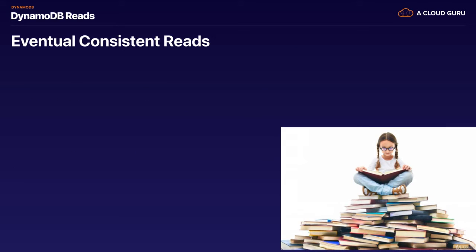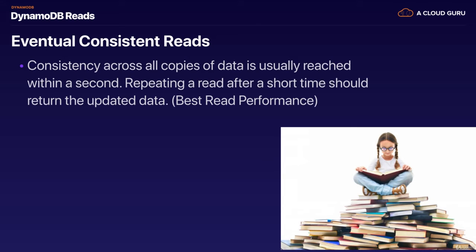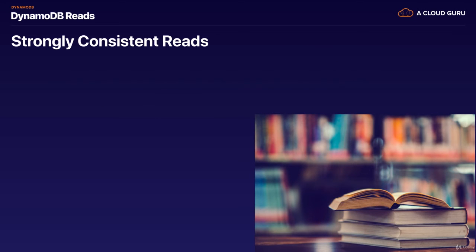So what's the difference between eventually consistent reads and strongly consistent reads? Well, it comes down to the 1 second rule. So with eventually consistent reads, consistency across all copies of your data is usually reached within 1 second. Repeating a read after a short time should return the updated data. So if you've got an application and it's writing to a DynamoDB table, and then you want to read that data that's been written to that table a couple of seconds later, then that's fine. You want eventually consistent reads, and this will give you the best read performance, and this is enabled by default.